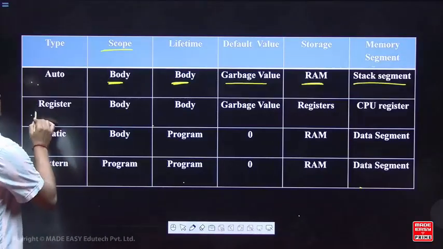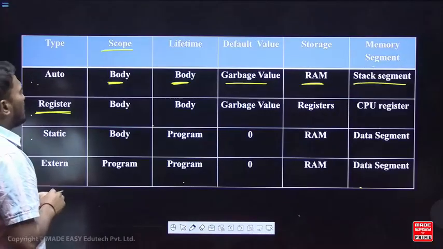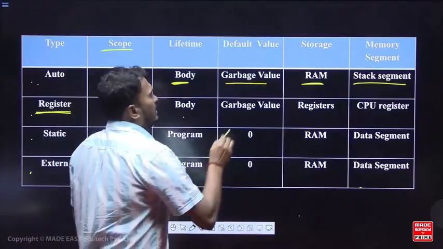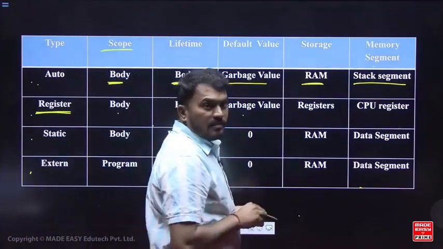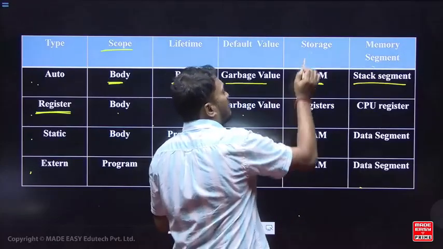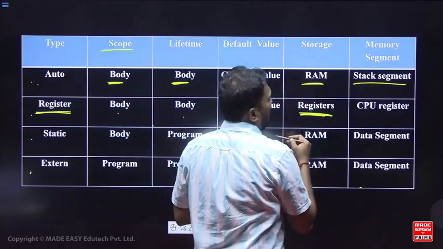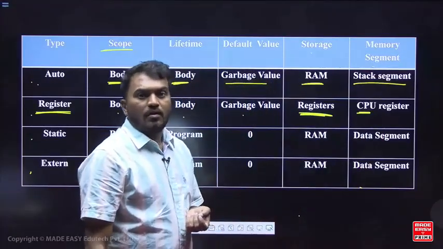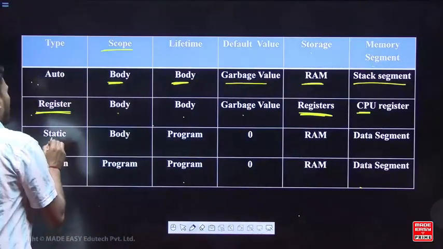And the next one is what? Register storage class. Register means same thing, scope is within the body, lifetime also within the body. If it is not initialized, the default contains garbage value. And next, what is important? Where will it be stored? Storage will be what? Registers. Which registers am I talking about? CPU registers. Okay, fine.